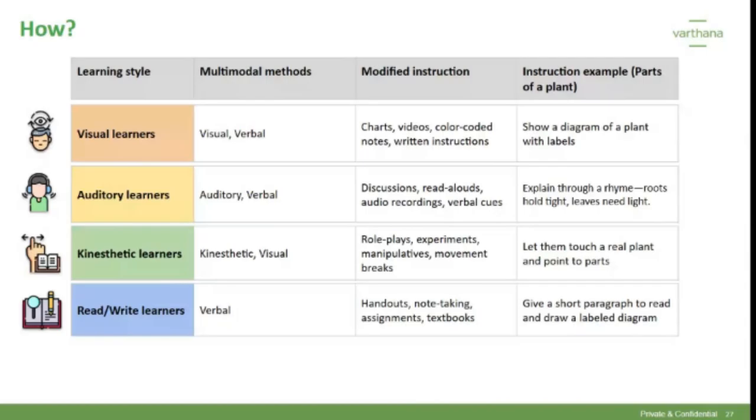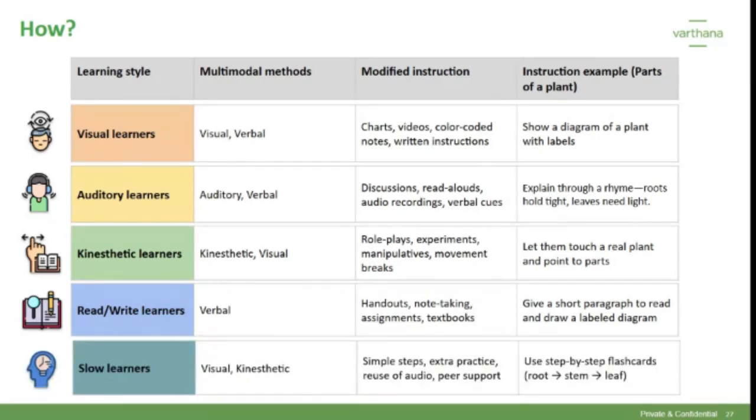So how you can do it for parts of a plant? Give a paragraph about a plant, ask them to read, and since some may like writing also, you can make them write the paragraph or what they have understood, and also ask them to draw a neat labeled diagram. So basically incorporate a mixed method, multimodal method. That is why we call it multimodal method, not just sticking to one method of teaching.